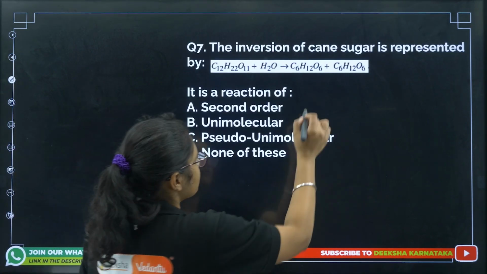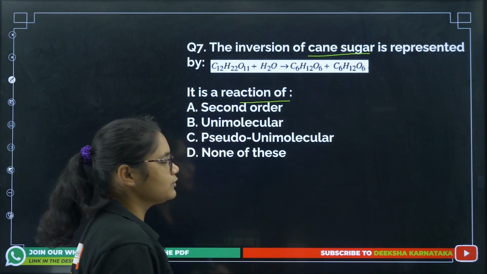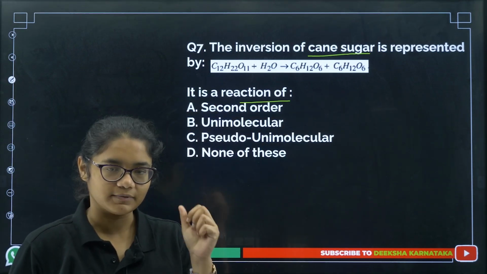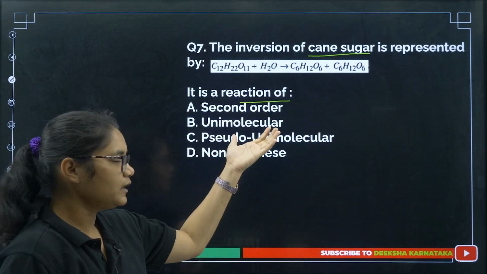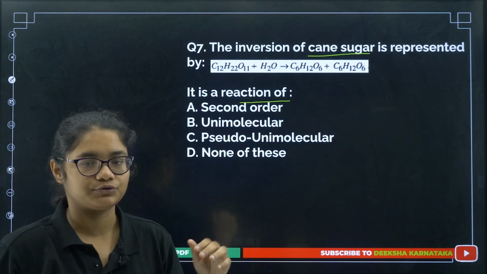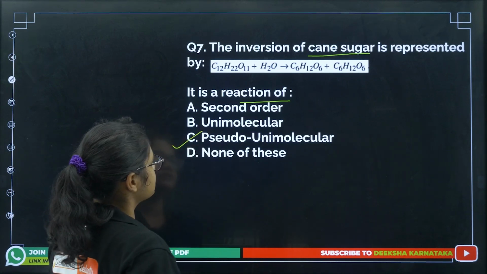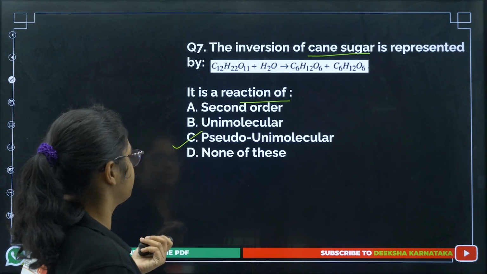Next, the inversion of cane sugar is represented by this reaction. We know inversion of cane sugar; there are two examples. One is acid hydrolysis of esters, and inversion of cane sugar comes under pseudo first order reaction. So the correct answer for this question is option number C.